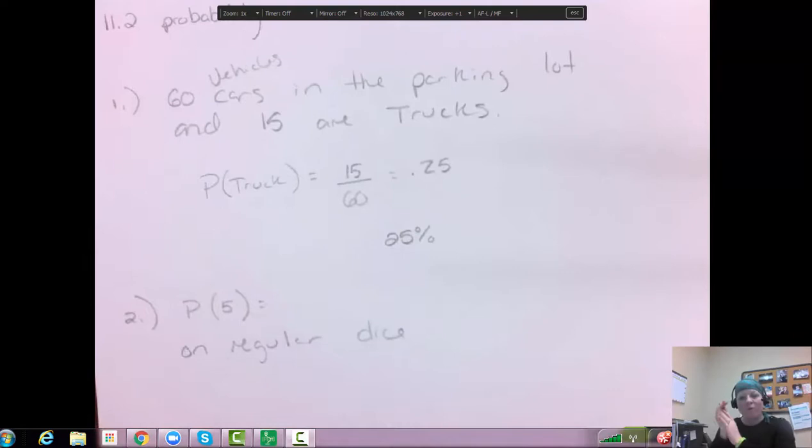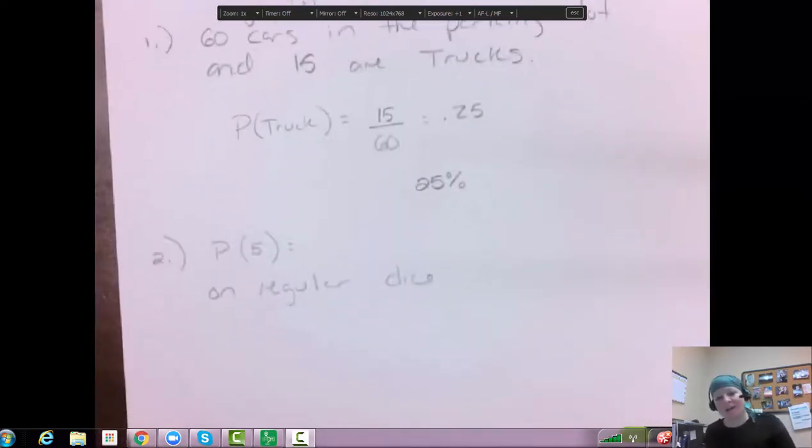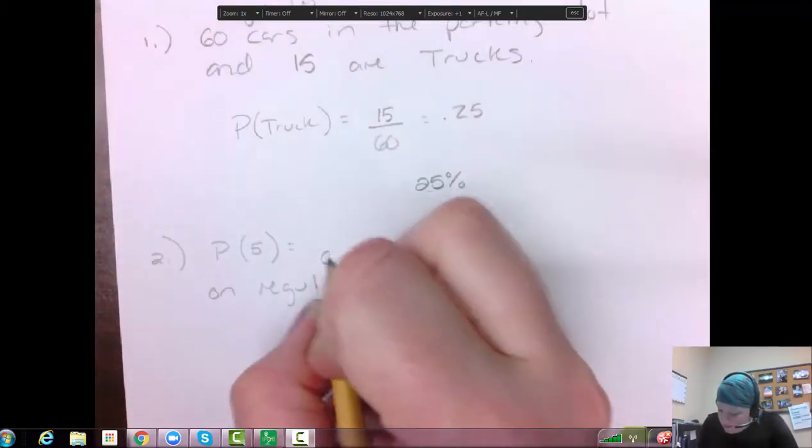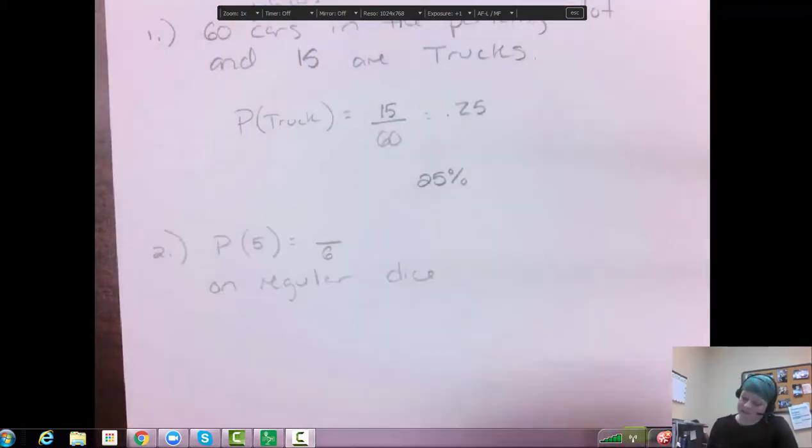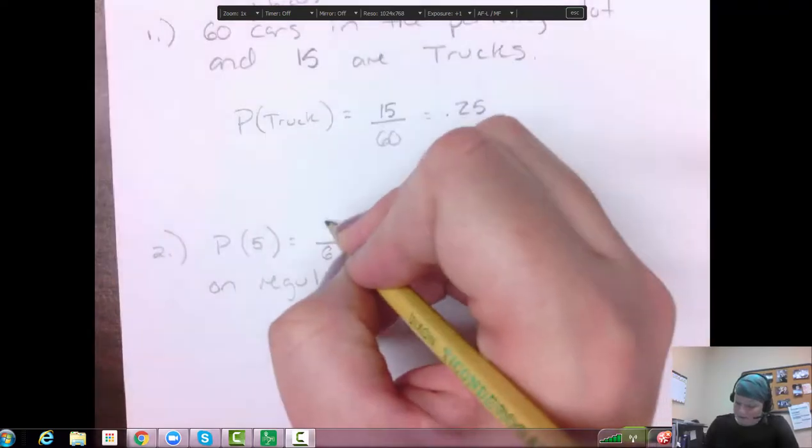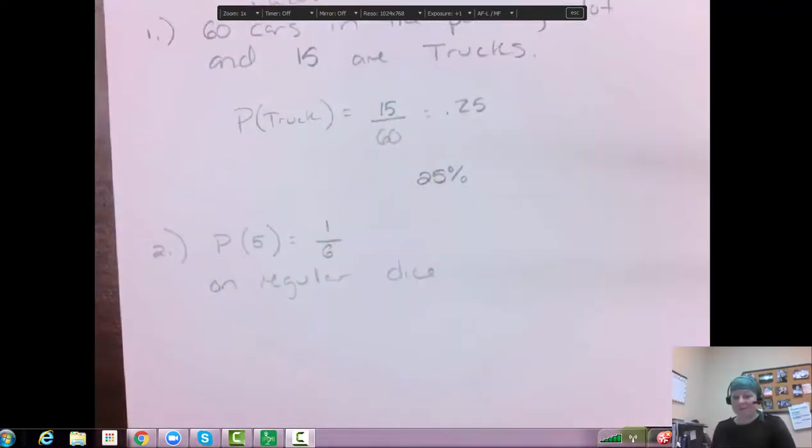So what is the probability? This is more theoretical. Think about a dice. If I roll it, each side is equally likely. And how many total sides are there? That's the sample space. There are 6. So what is the probability of a 5? Well, how many times do you see a 5 on a dice? Once. So it's 1/6 the probability of a 5.